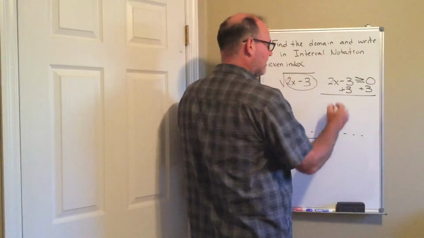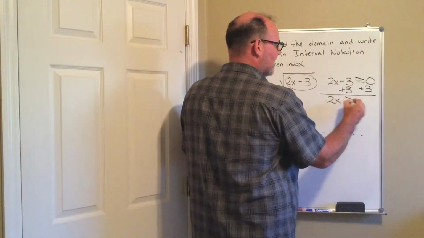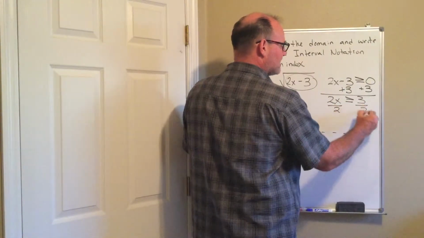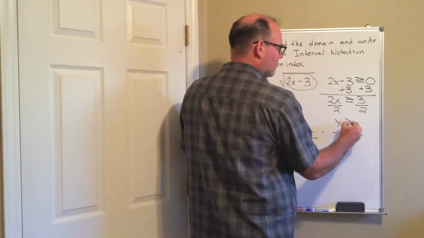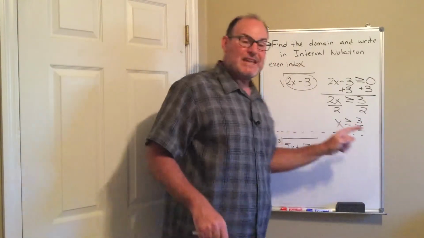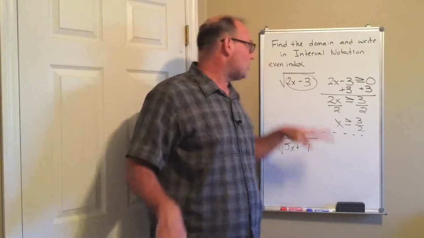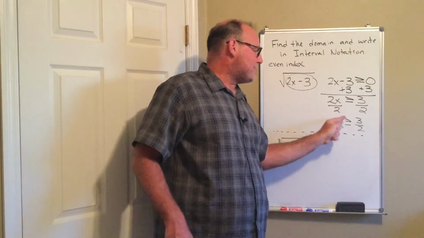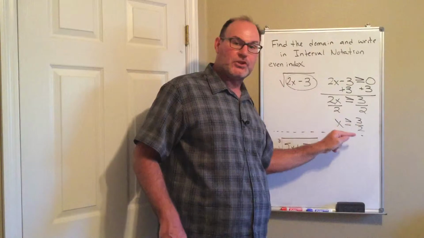So I add 3 to both sides, and I have 2x is greater than or equal to 3. I'm going to divide by 2 on both sides, and I get x is greater than or equal to 3 over 2. Now, that means that the values that I can use in this radical are any number bigger than or equal to 3 over 2.